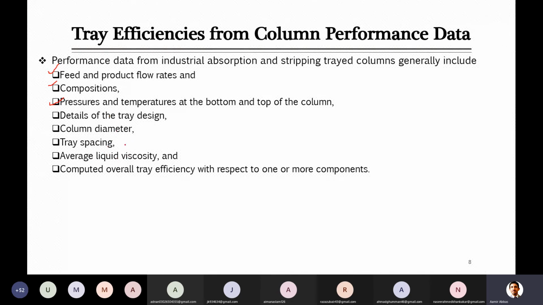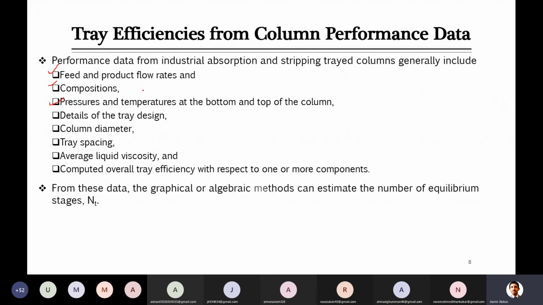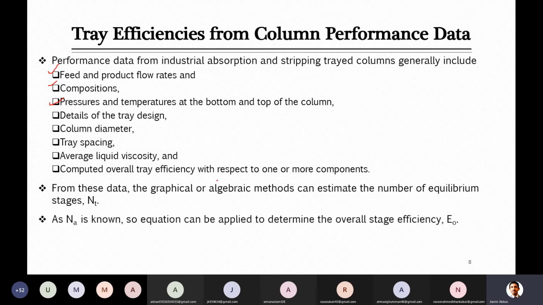So when you look at these parameters, for the calculation of the theoretical number of trays which we have done so far, these three parameters will be helpful. By using these data, as I already mentioned, a graphical or algebraic method can be used to find the number of stages, or number of trays, needed theoretically.